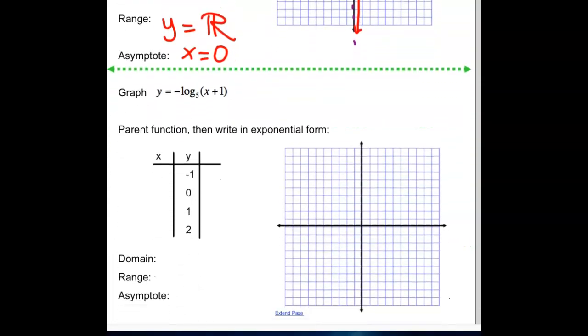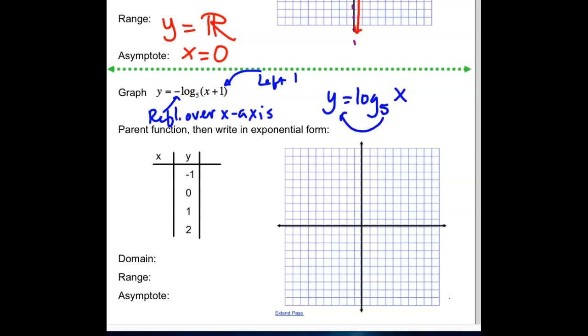All right, our next one here, we have y equals negative log base 5 of x plus 1. If we look at the transformations, this negative in front is going to cause a reflection over the x-axis. And this positive 1 here is going to shift it left 1. Okay, so let's start with our parent function. y equals log base 5 of x. We do our little loop. So 5 to the y has to give us an x. So let's graph that.